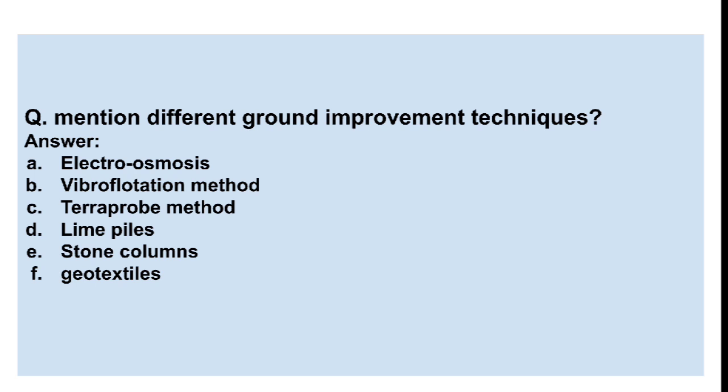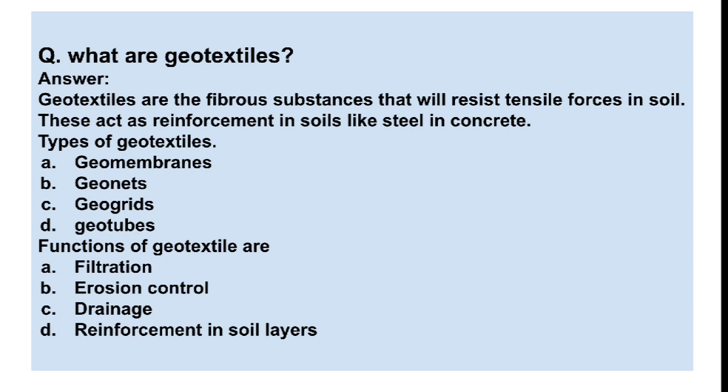Mention different types of ground improvement techniques. Ground improvement techniques are adopted to improve the quality of the ground and engineering properties of the ground. They are electroosmosis, vibroflotation method and terraprobe method, etc.